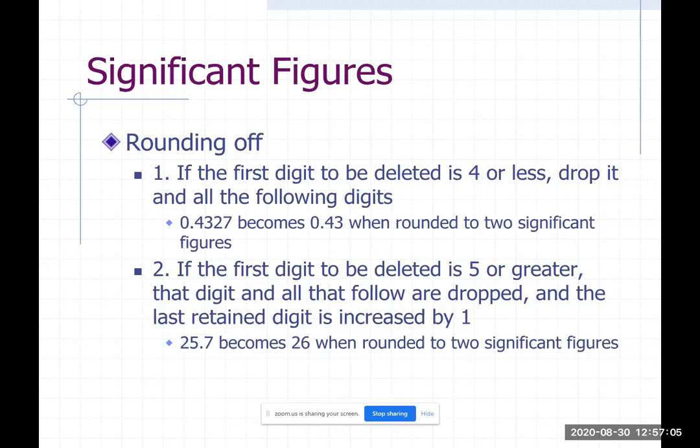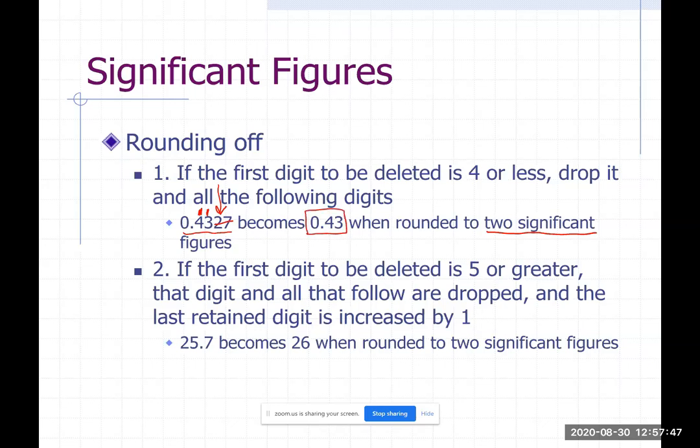If we want to round 0.4327 to 2 significant figures, and this is what we're being asked, this is the first significant figure here because leading zeros never count, and 3 is the second significant figure that we're going to keep. We examine the next value over, which in this case is 4 or less. It's a 2. That means that we drop that digit and all the digits that follow. So our rounded number to 2 significant figures is 0.43.